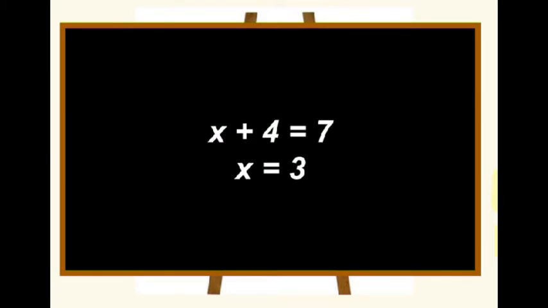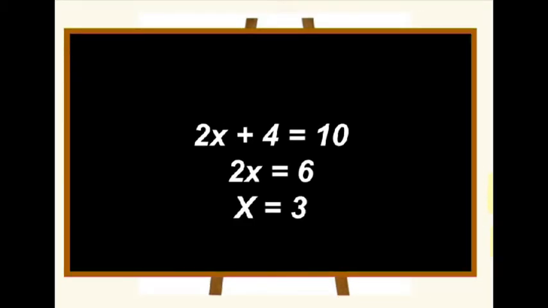Nice easy one to start with. x plus 4 equals 7. 4 has been added onto the x, so all we have to do is to take that 4 off, remembering to do it to both sides of the equation, and the answer is that x is equal to 3.